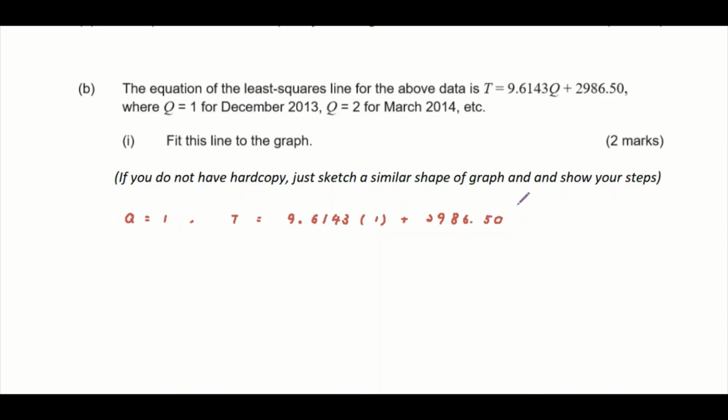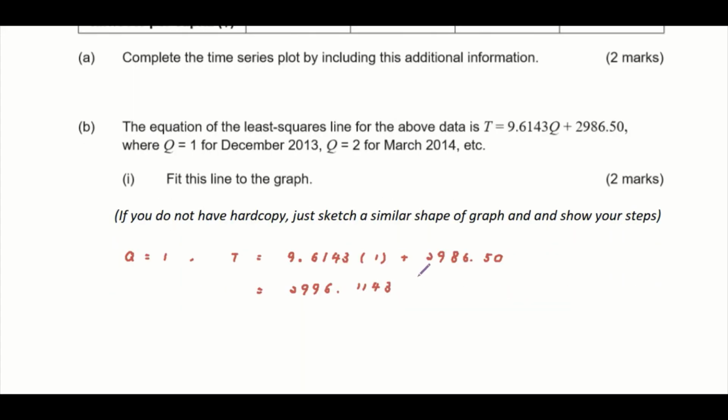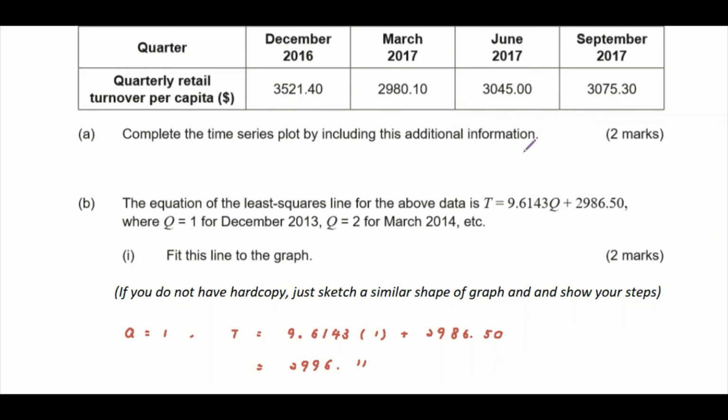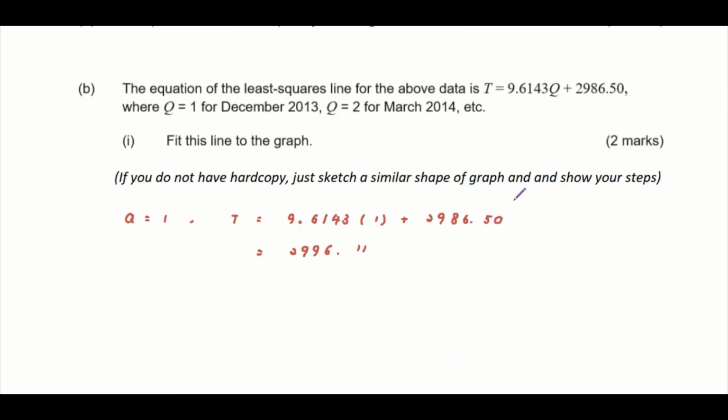All right, so after you got this, let's just use our calculator. Then you'll be able to get your answer, which is equal to 2996.1143. All right, so it's okay if you leave the numbers like that. If you want to follow the question, then just round it off to 2 decimal places. Then after that, we move on to the next one.